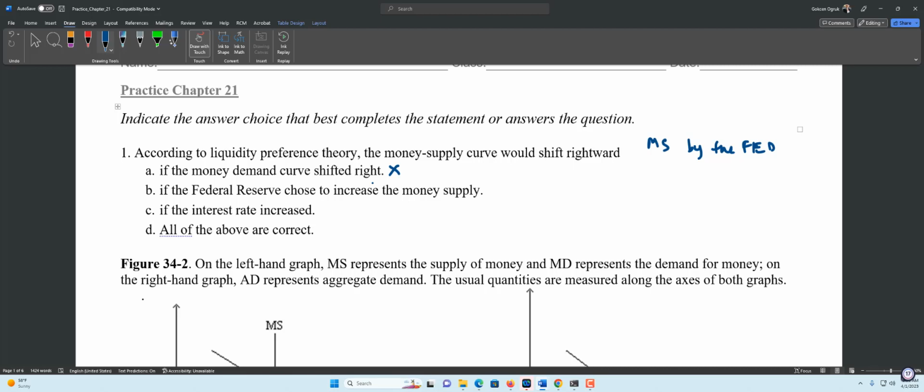The second option, if the Federal Reserve chose to increase the money supply, yes, that is correct, because if the Fed, using the monetary policy tools, increases the money supply, then the money supply curve is going to shift to the right. If the interest rate increases, that actually is going to have a reverse impact. In order to increase the interest rate, the Fed is going to decrease the amount of money supply. So therefore, the money supply curve is going to shift to the left. So this is not correct too. Therefore, the right answer is B.